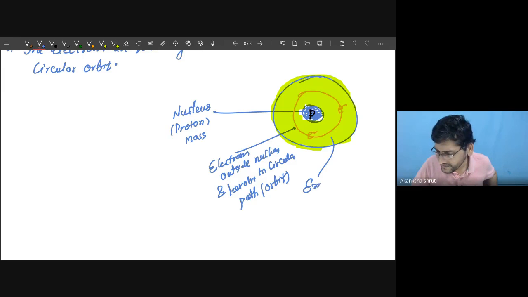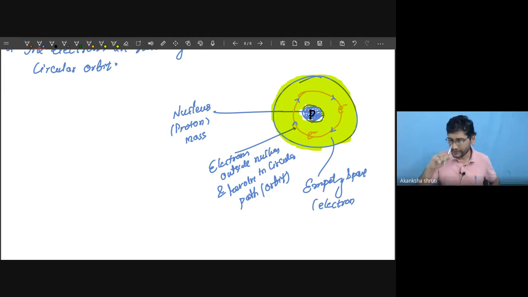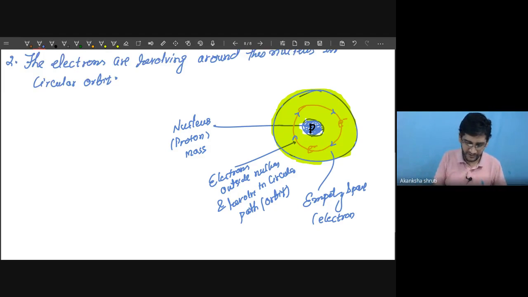These are empty space. These empty spaces contain electrons. Okay, and these electrons are moving on a circular path. So it is a representation of that circular path. Okay, students, I have just drawn one or two.